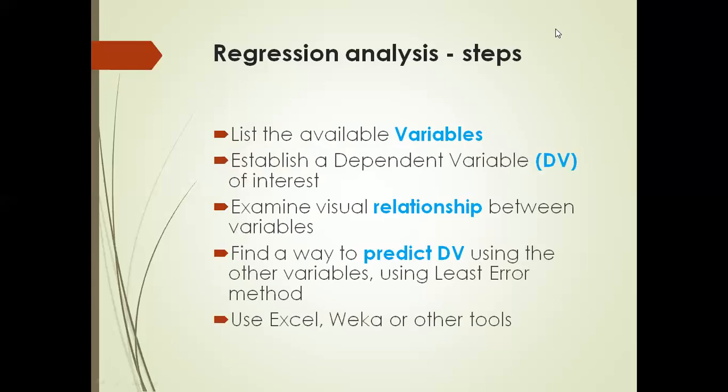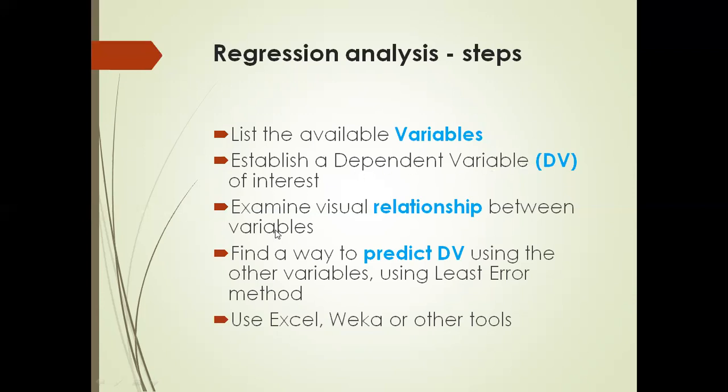Okay, so regression analysis steps. To plot that curve, we need to have some steps. So we'll see one by one. What is the first step? Here the key steps for regression are: the first one is to list all the available variables for making the model. First we are supposed to list the variables. That is the first step. Then move on to the second step. In the second step, establish a dependent variable of interest. So after listing the variables, next we are supposed to establish a dependent variable.